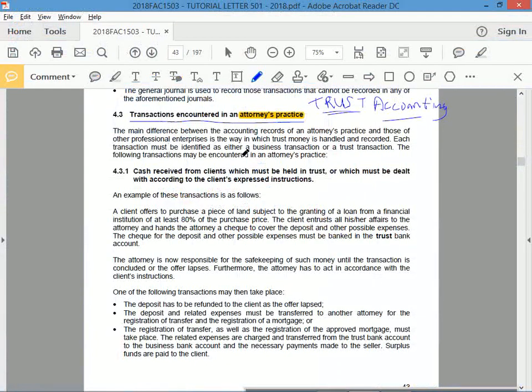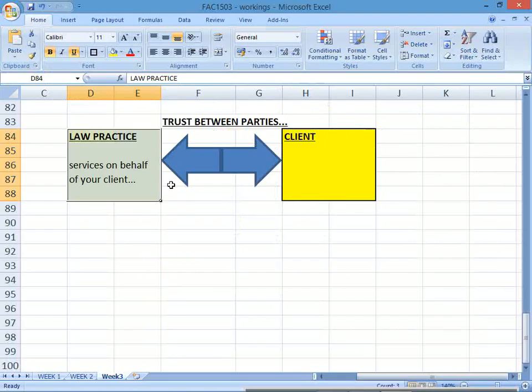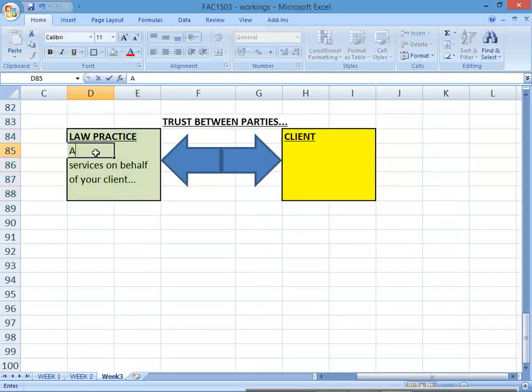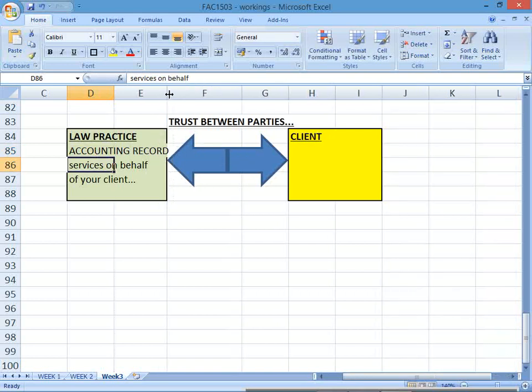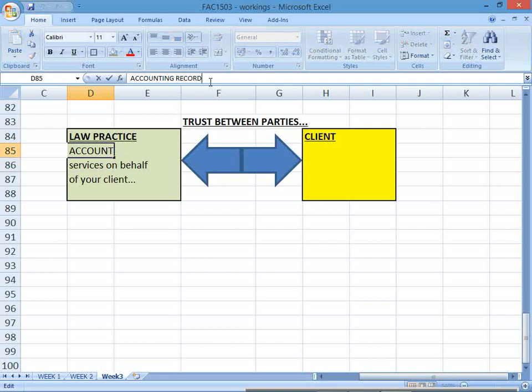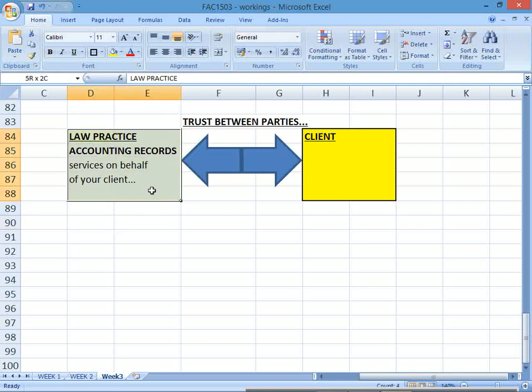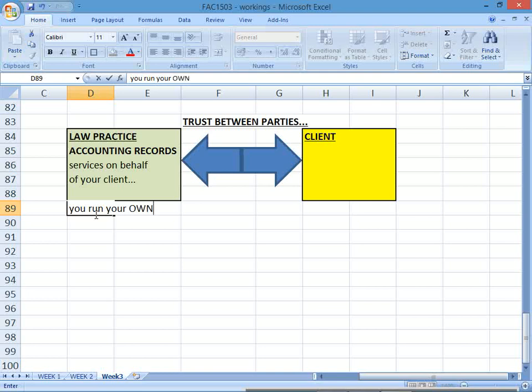So now the textbook talks about the accounting records of the business. Who keeps the accounting records? The client or the law practice? Yes. Everything is kept by the business. The law practice. Accounting records. Right, so are you going to have to account for your records? Yes, because you run your own business.